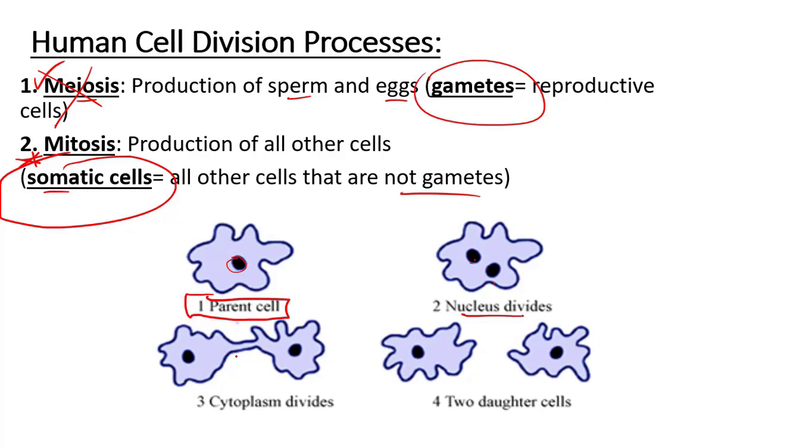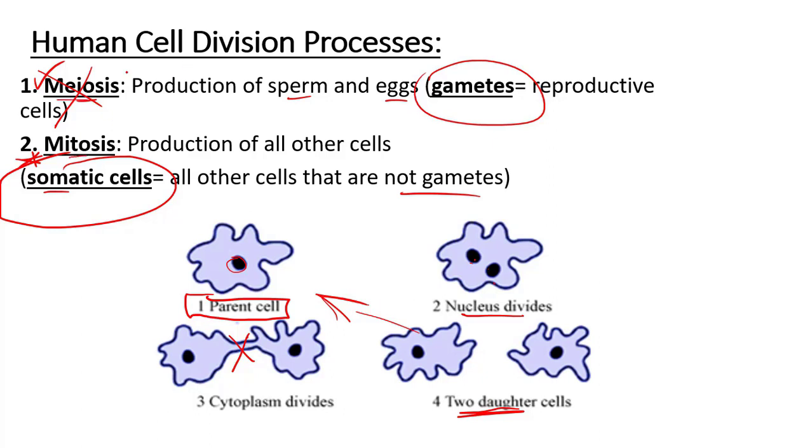After that, the cytoplasm is going to divide in a process called cytokinesis. And then we're going to end up with two daughter cells that were identical to the original parent. So each of the two new daughter cells are going to have exactly the same chromosomes and the same number as the original cell. And this is what makes mitosis different from meiosis.